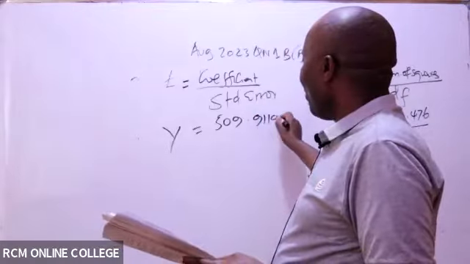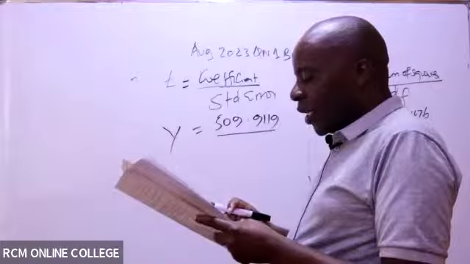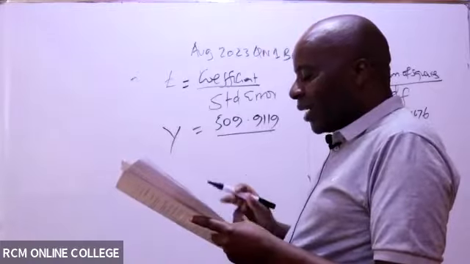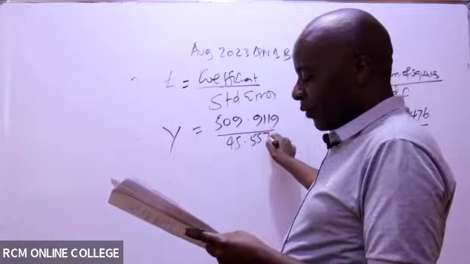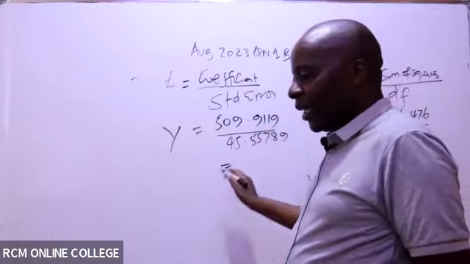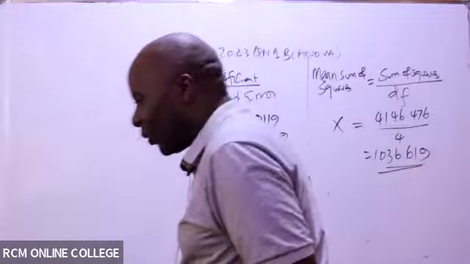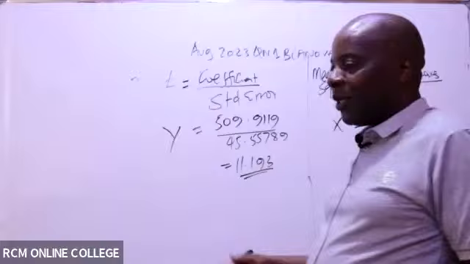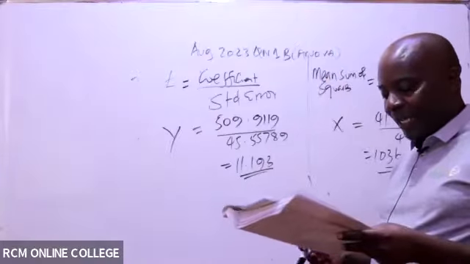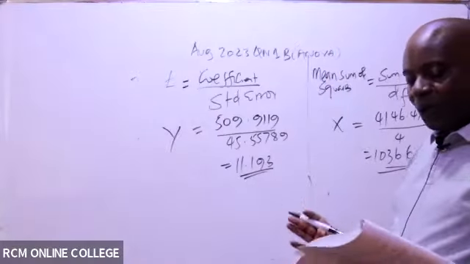509.9119, all over the corresponding standard error there, which is 45.55789, which then will end up giving us what figure? 11.193, like that. I'm sure up to here, there are ninjas who would have gotten this very easily. So Roman 3, that's okay.